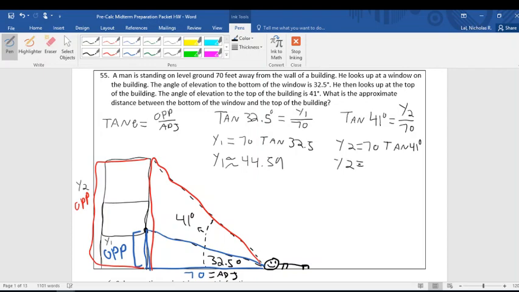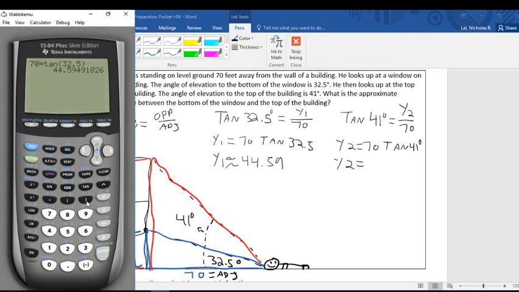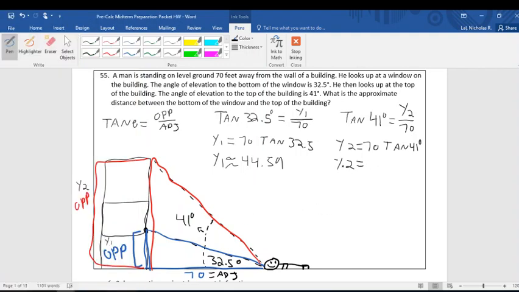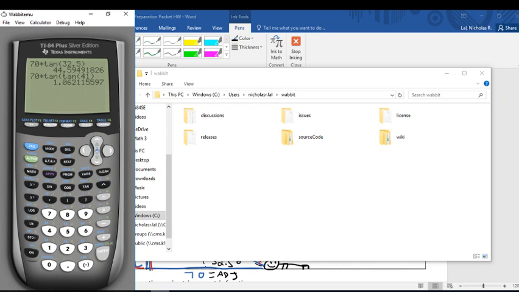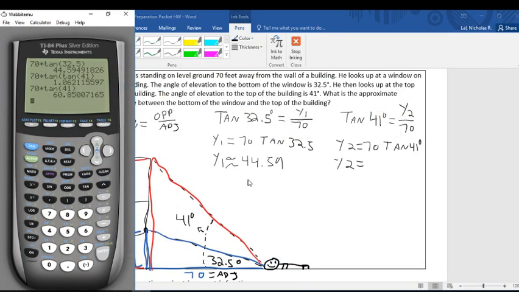y2 is going to be equal to 70 times the tangent of 41, which is going to be equal to 1.106. Oh, sorry, miscalculation. I didn't put in the double tangent, so that's going to be 70 times the tangent of 41, right? So that'll be 60.85. So y2 is equal to 60.85.